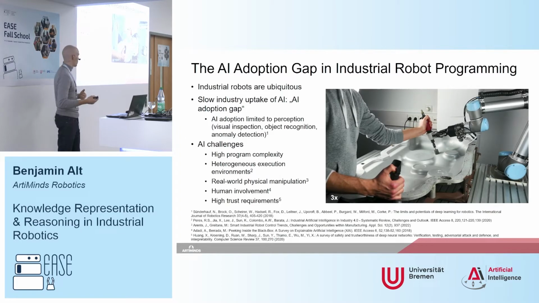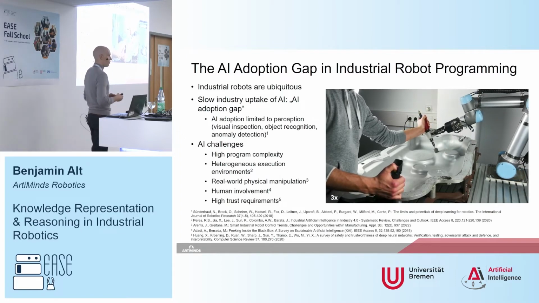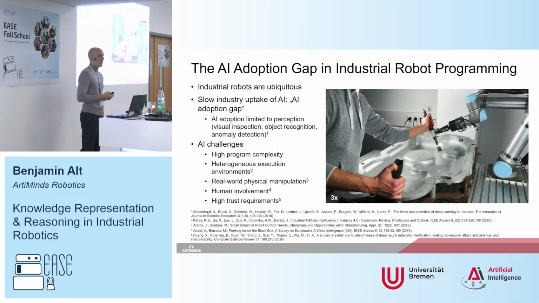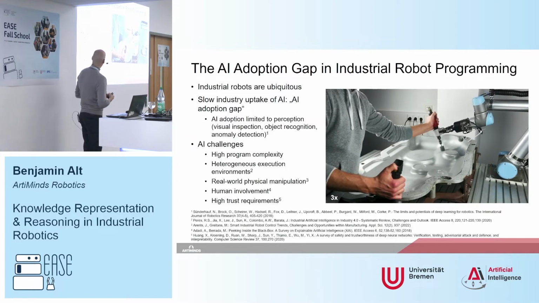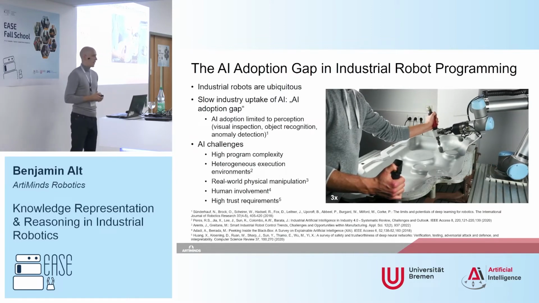If you have humans and robots working together, such as here, if you have a neural controller for your robot, you better make sure that it doesn't slap the human by accident when maybe there's a spike in sensor data or so.